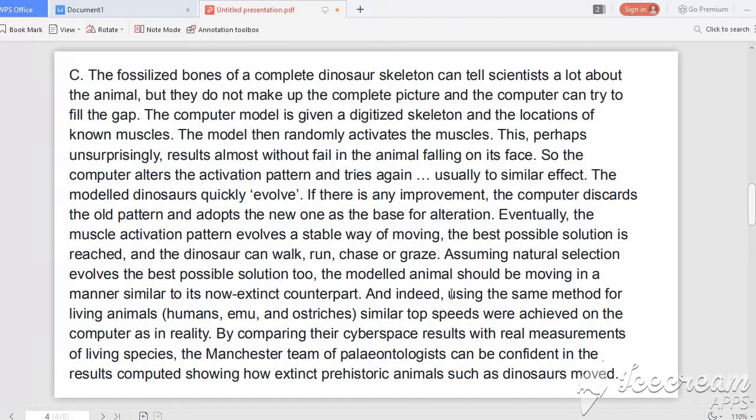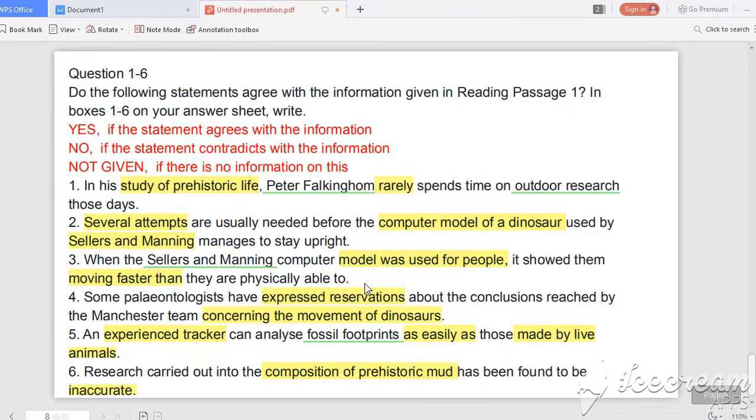Okay, let's see. Using the same method for living animals, similar top speeds were achieved on the computer as in reality. So what does the passage say? There are similar speeds. Okay, similar speeds means our answer to this question is false, because in the question it is mentioned that they were able to move faster, but here it is a similar top speed as in reality. So the answer to the third question is false.